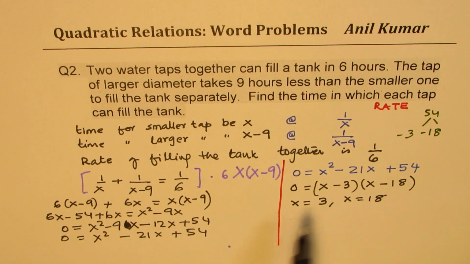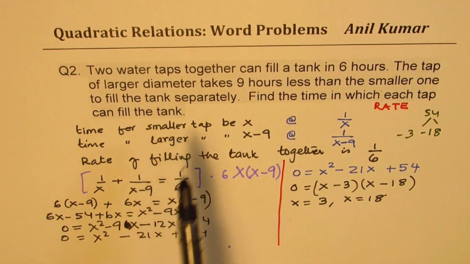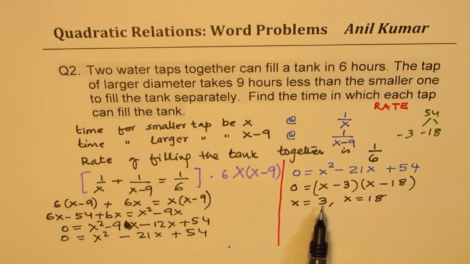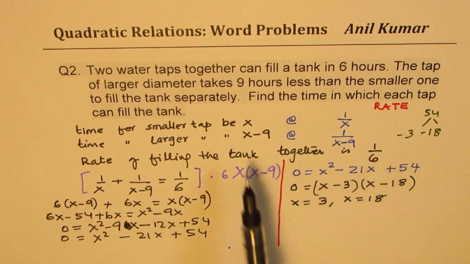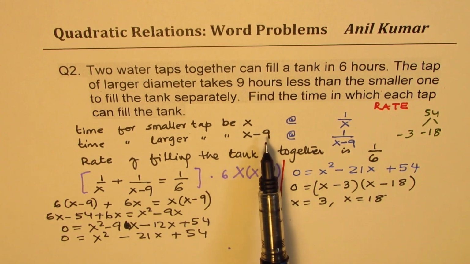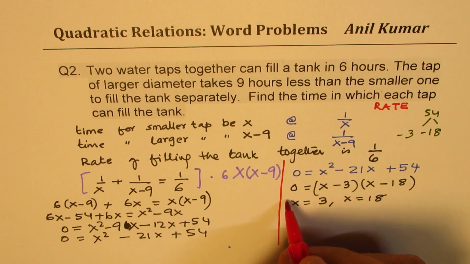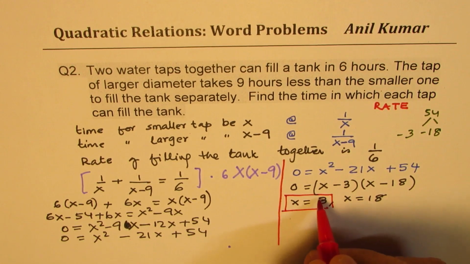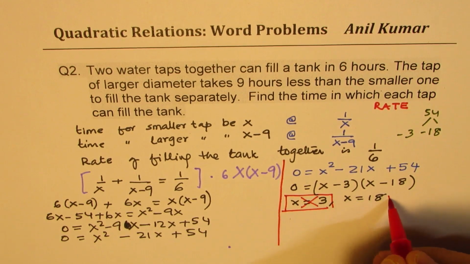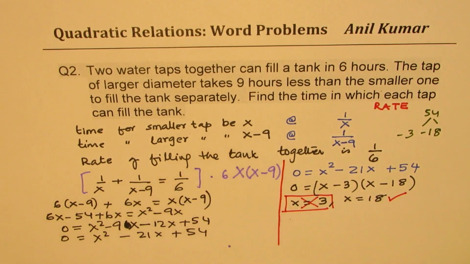So x is 3. That means the time for the smaller tap is 3. And for the larger tap, it is 3 minus 9. That doesn't work. So we have to take the answer which is 18. So this will be cancelled and this will be taken, correct? So you just test it out. What works best for you, correct? So one of them in a quadratic equation may not be the right solution.